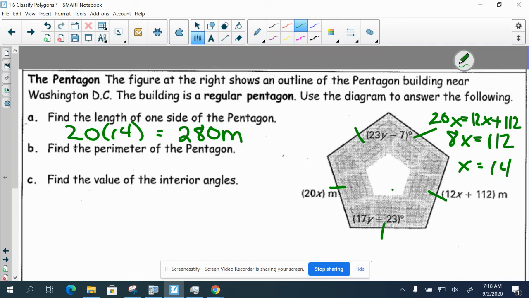Find the perimeter of the pentagon. Well, if you take the one side length, 280 meters, and multiply by the 5 side lengths of the pentagon, then you get 1,400 meters.